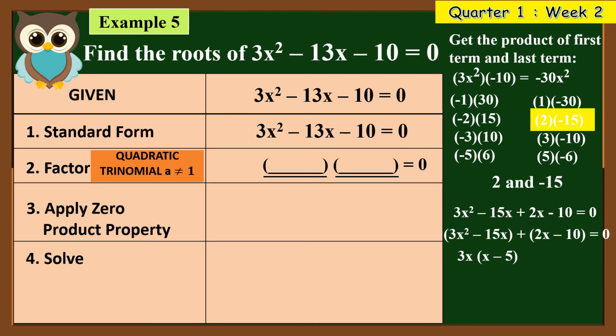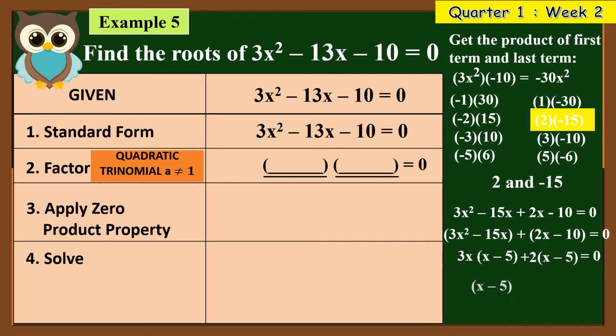So, same with the second group, which is 2x minus 10. Their common factor is 2. So, getting the second factor by dividing it by the common factor, which is 2, we can have here x minus 5 as well. That is equal to 0. So, as you can see, merong common factor tayong nakuha, which is x minus 5.